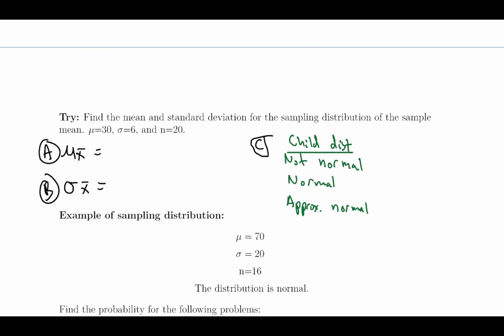Cool. So I'm going to put right here: we do not need to check the central limit theorem since the parent distribution is normal.